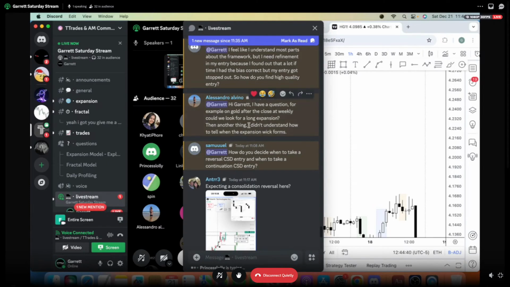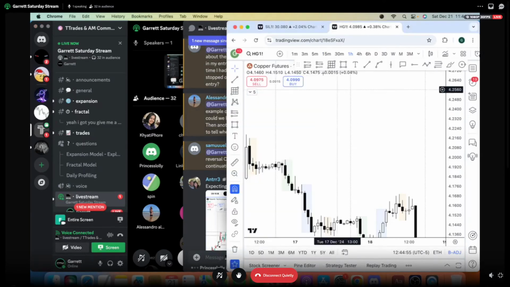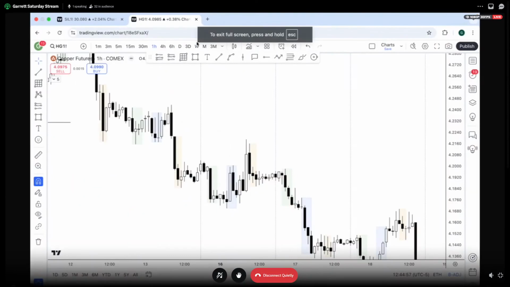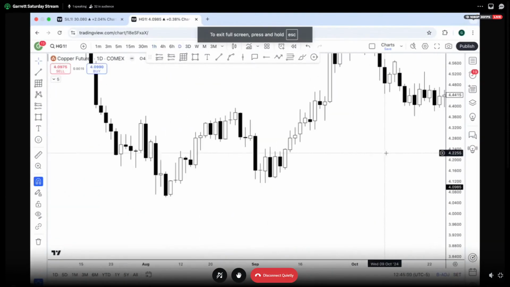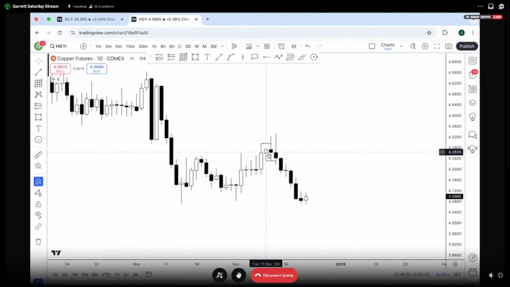So one thing about the expansion wick is when the wick hits a key level and then forms that intracandle CSD. I'll go over T-Trade's course about that. It's pretty good. And I also want that small opposing run because we only want to trade expansion candles. And when you don't have that small opposing run, it's hard to anticipate a candle to closure. You don't want to be involved in this, right?